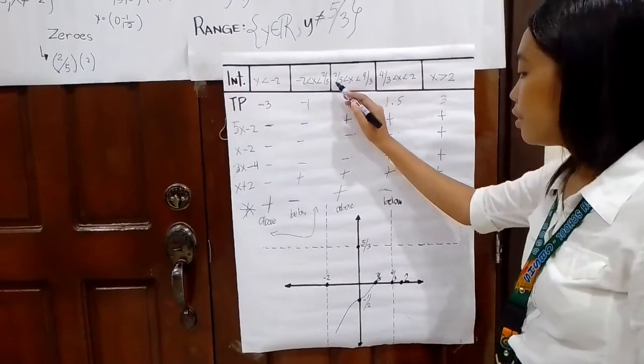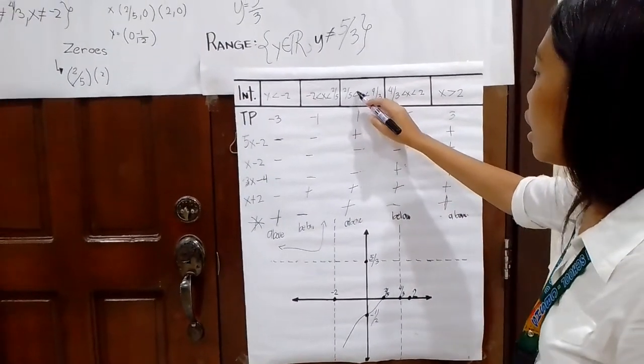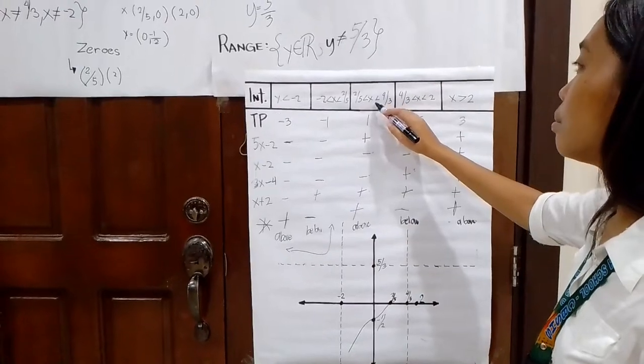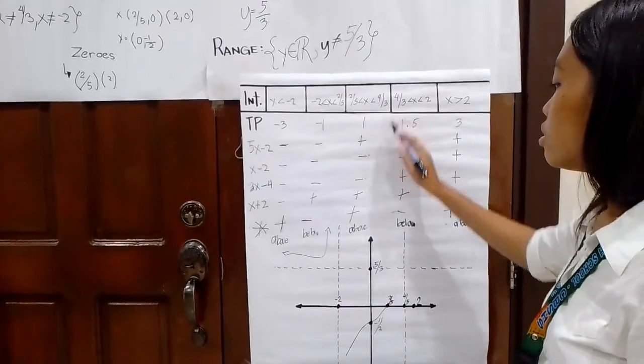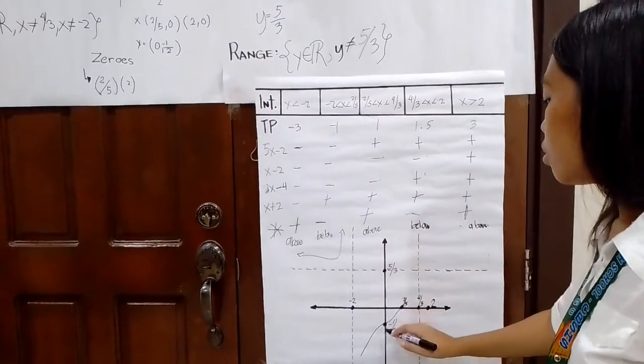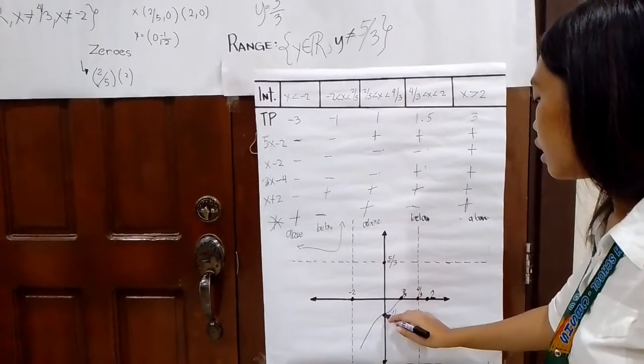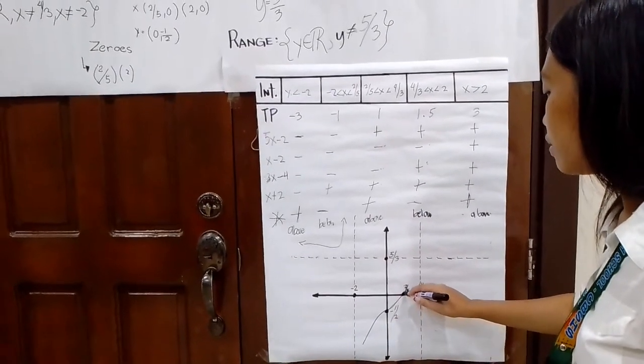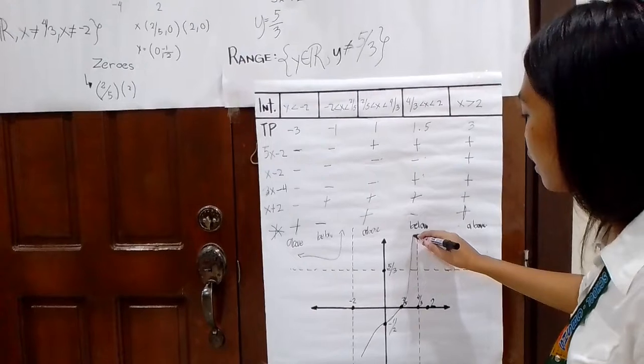2 fifth is less than x but less than 4 over 3. So it is above. As we connect, the graph goes up above at 2 fifth. So above we can see.